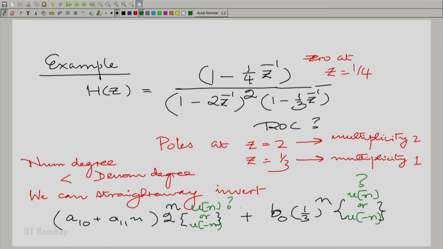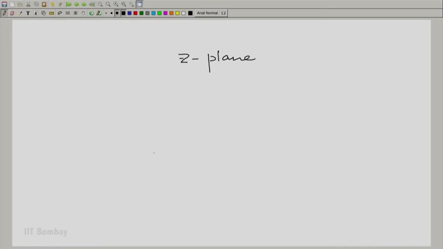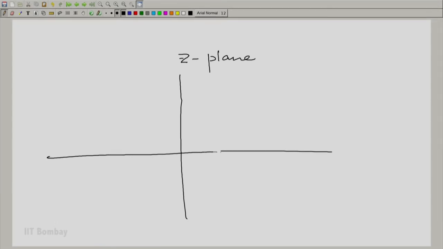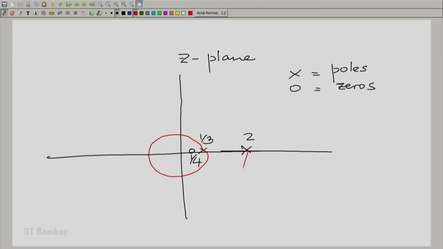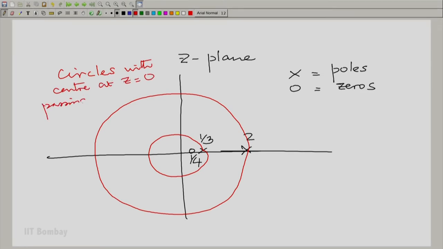Now, how do we take the decision? So, let us draw the pole zero plot here. This is the z plane, and we draw circles passing through the pole. So, we lightly draw the real and imaginary axis here. And there is a pole at 2. So, we mark the poles with crosses. There is a pole at 1/3. The poles are marked with crosses and the zeros are marked with circles. Draw the circles with the center at the origin and passing through the poles.